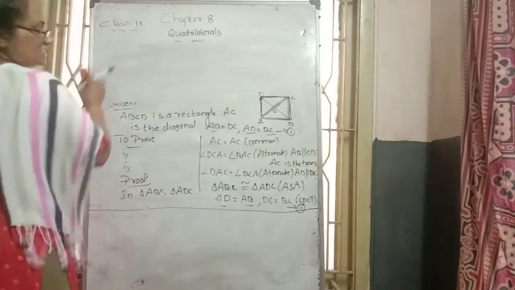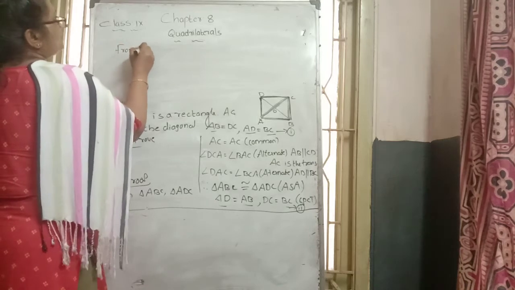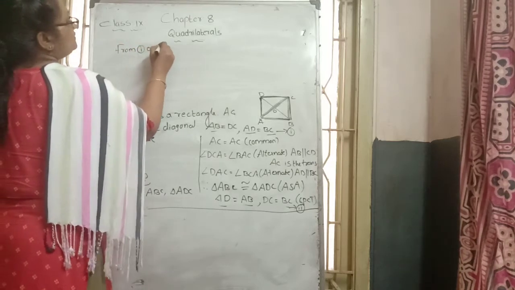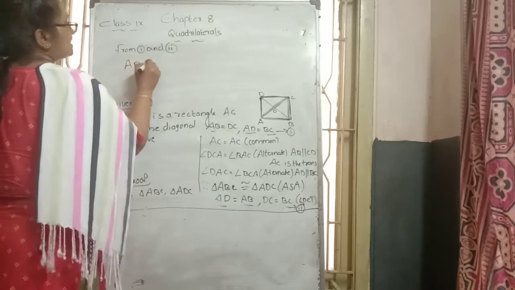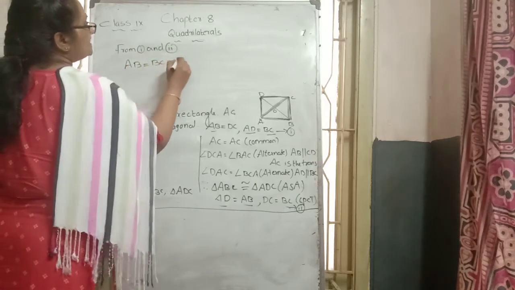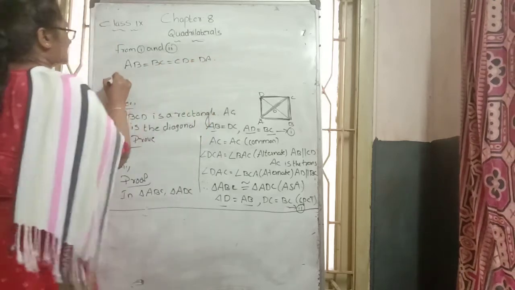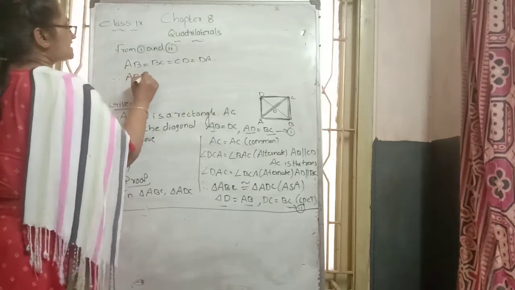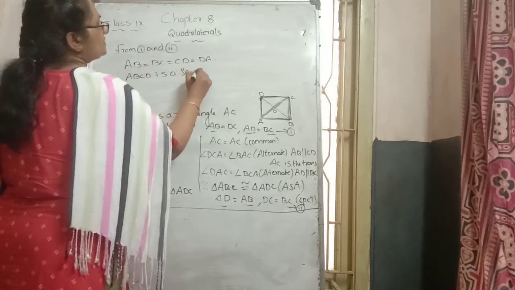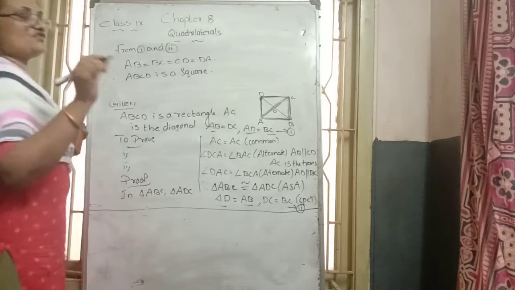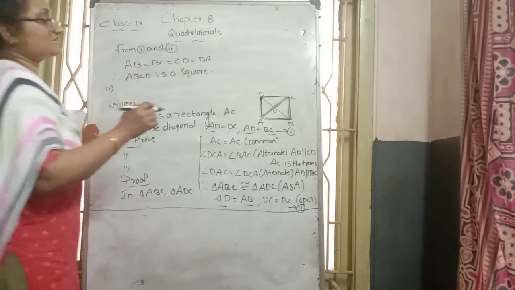So finally, from the first and second equation we can conclude that the four sides AB is equal to BC is equal to CD is equal to DA. Therefore, the rectangle ABCD is a square shape. We can prove that it is a square. So the first part is completed. Now, what is the second part?